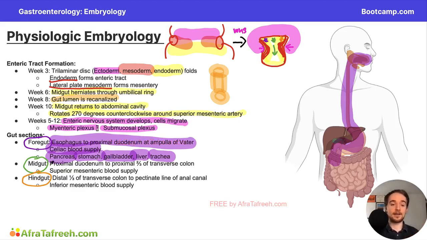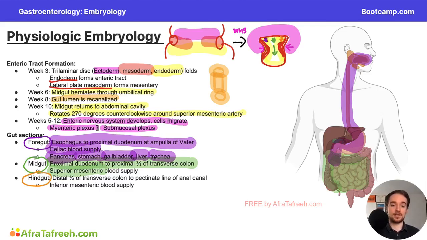Our next gut area is going to be the midgut. This is the portion that herniated outwards during week 6, and then returned during week 10, and then twisted 270 degrees counterclockwise around the superior mesenteric artery, which is the blood supply to the midgut. So the midgut is the distal duodenum through to the proximal 2/3 of the transverse colon. So where we just started there, it's going to include the entirety of our small intestine, except for that portion of the duodenum formed by the foregut, and then it's going to include the cecum, the appendix, the ascending colon, and then 2/3 of the way through to the transverse colon right there.